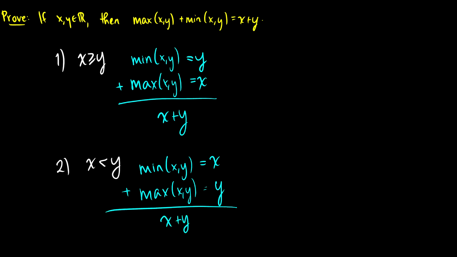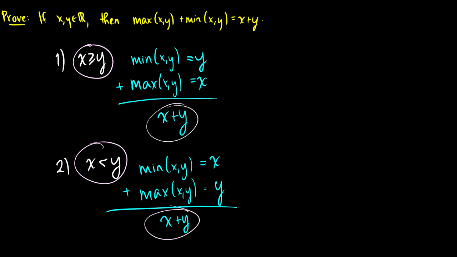So no matter the order of x and y, which one's greater, which one's smaller, if we add the maximum and the minimum together, we're going to get x plus y. So therefore, we have completed the proof.